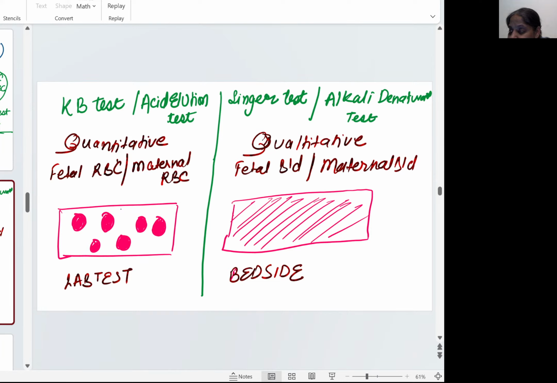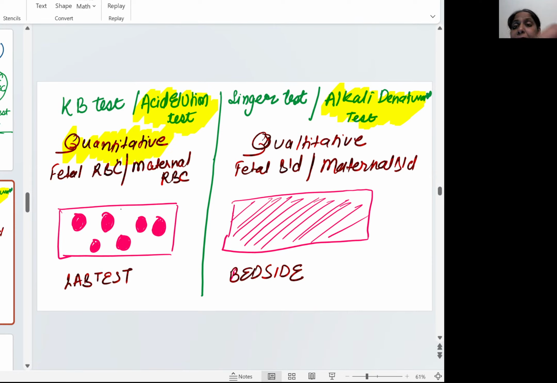How will we calculate? In the fetal blood we will put alkali. Fetal blood is resistant to acid also and to alkali also. Fetal blood color does not change on putting acid and alkali. So in the case of Rh negative, we do the acid elution test. In the case of vasa previa, we do the alkali denaturation test. We do the quantitative measurement: how much blood has crossed?